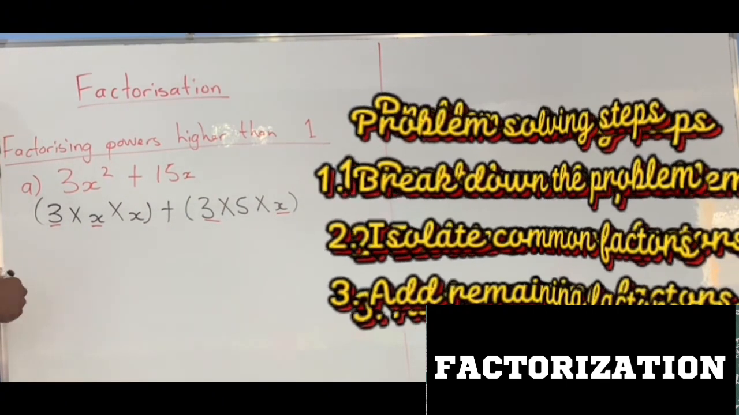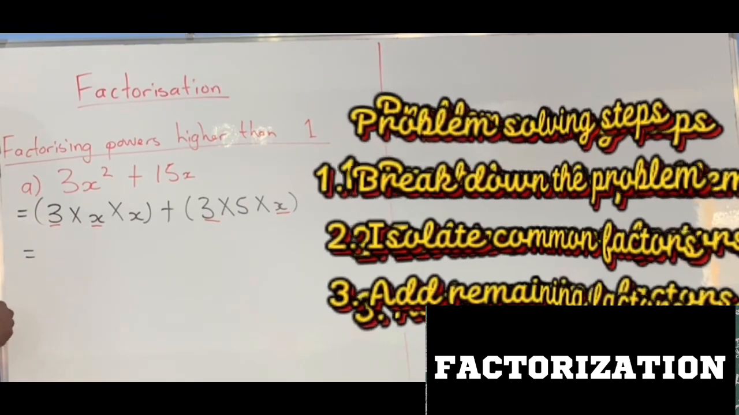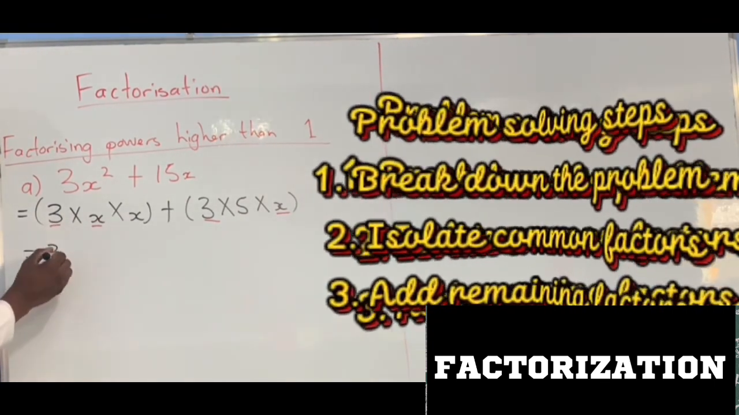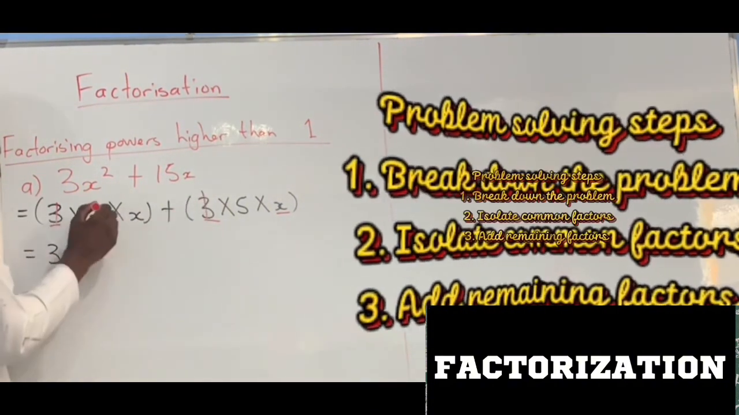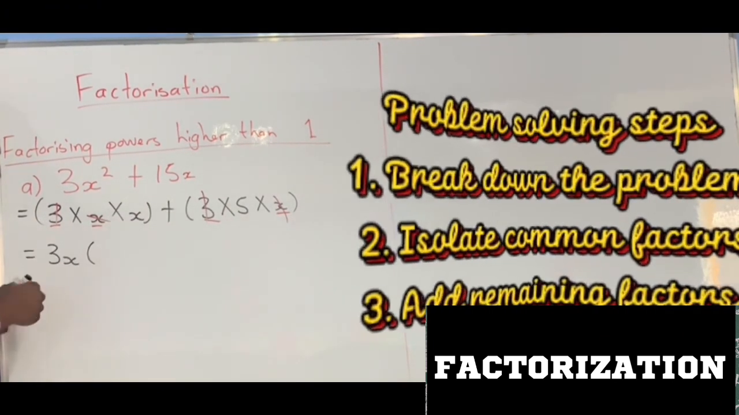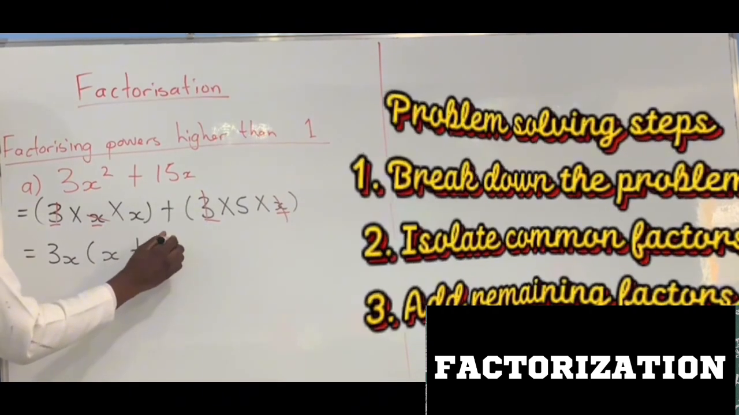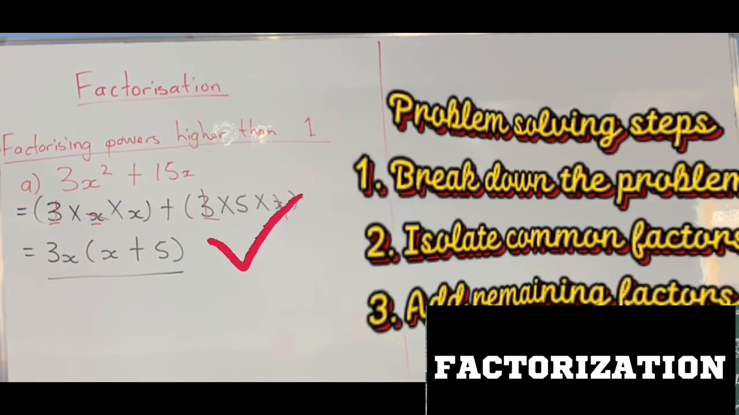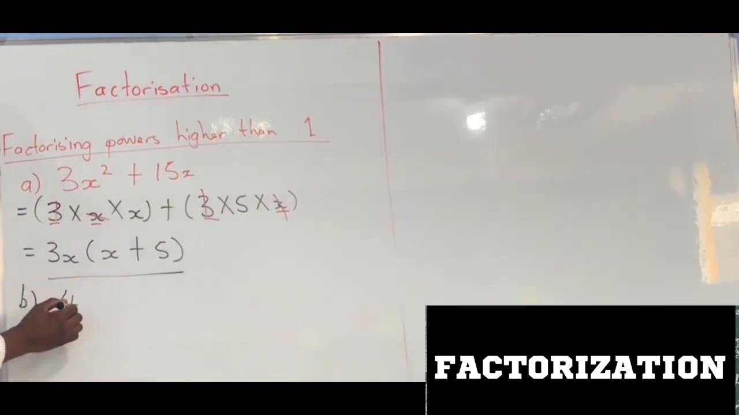So our answer will be, we have this 3 and this x as the common factors, which we will say 3x, putting in brackets. So we cross out those ones which we've factored out. The remaining factors are x and positive 5. So our factorized form would be 3x bracket x plus 5. Alright, that is easy enough, right?